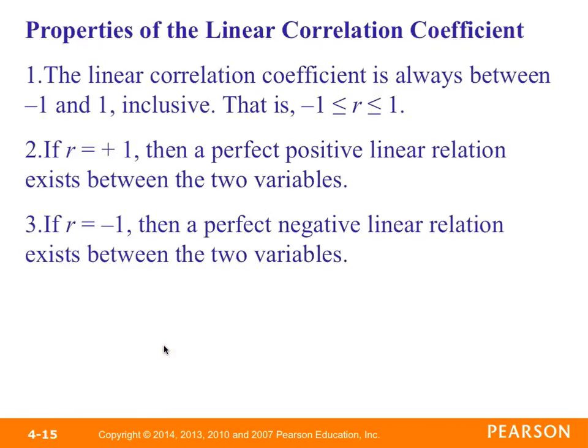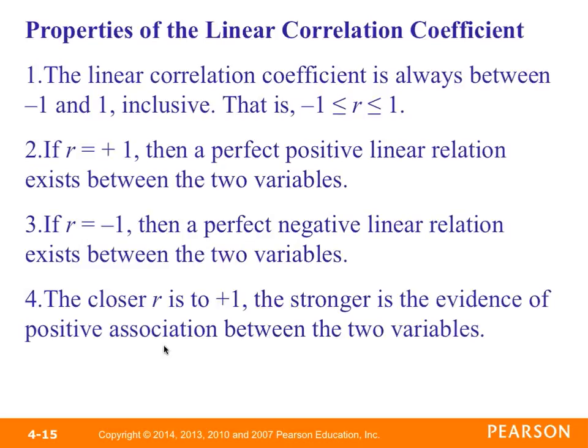So there are some important properties of the linear correlation coefficient. The first is that it is always going to be between -1 and 1 inclusive. We could also write that as -1 is less than or equal to r, which is less than or equal to 1. So you can never have a correlation coefficient that's smaller than -1 or larger than +1. If r is equal to +1, then we have a perfect positive linear relationship between two variables. If r is equal to -1, then we have a perfect negative linear relationship between two variables.